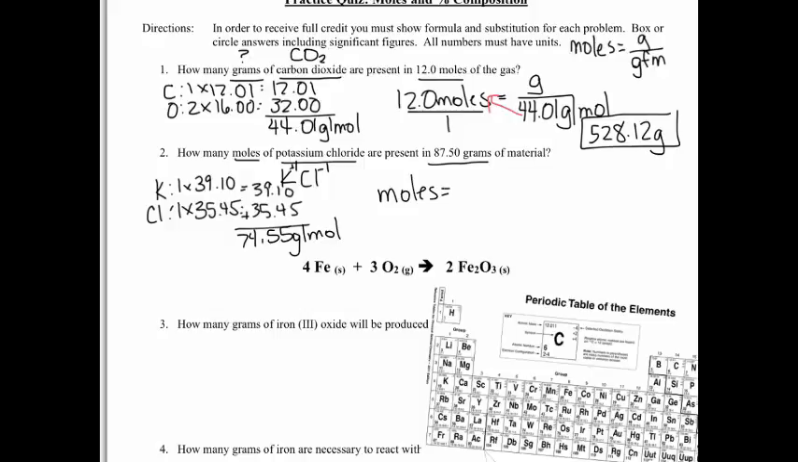Now we can plug into our moles equation. We're solving for moles this time. They gave us 87.50 for the given mass and 74.55 for our GFM. Now we just divide and we get 1.17 moles, and that was moles of the KCl.